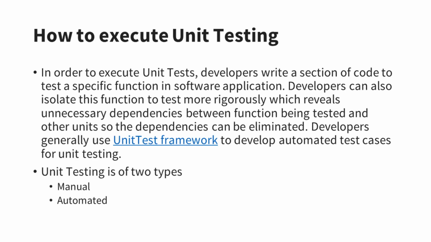How to execute unit testing. In order to execute unit tests, developers write a section of code to test a specific function in a software application. Developers can also isolate this function to test more rigorously, which reveals unnecessary dependencies between the function being tested and other units, so the dependencies can be eliminated. Developers generally use a Unit framework to develop automated test cases for unit testing.